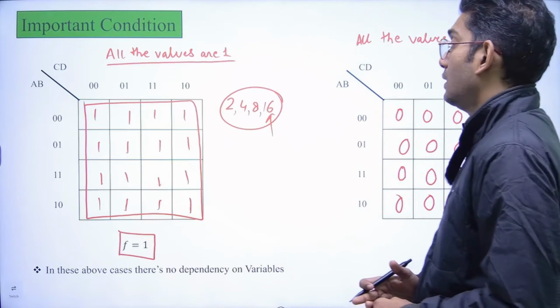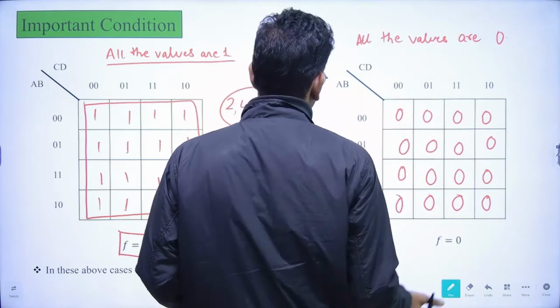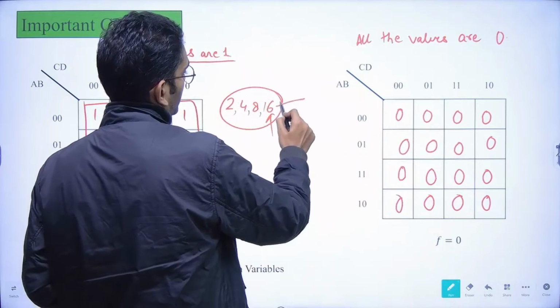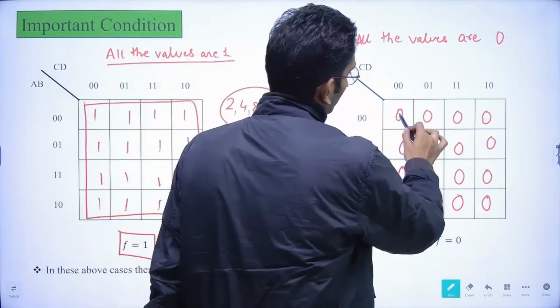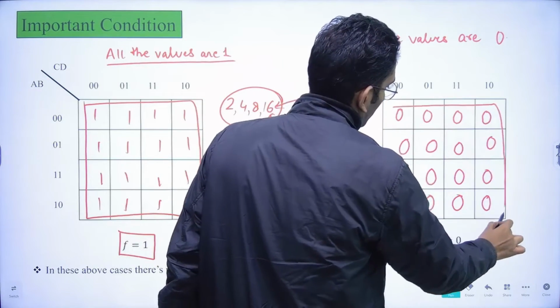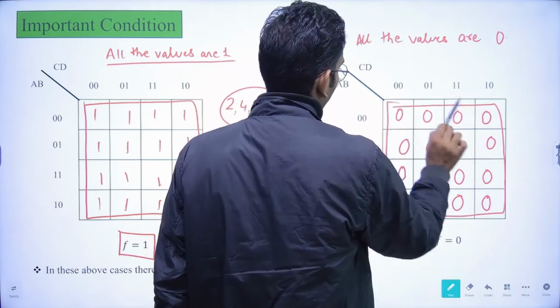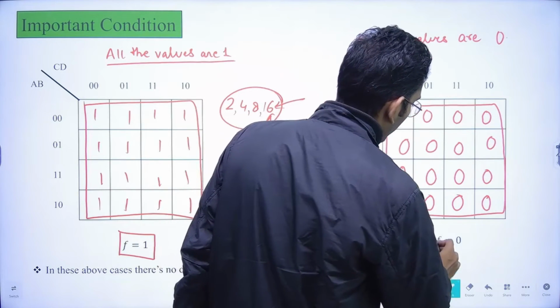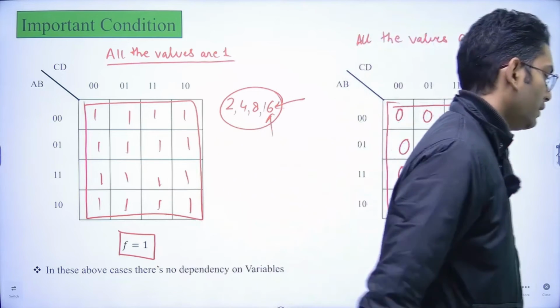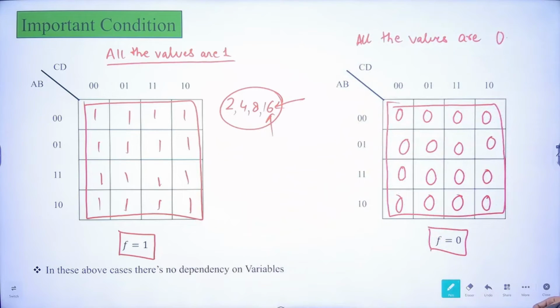In this case also, we can make the group of maximum 16. All these would be grouped together. And the final expression that we would get in this case is f is equal to 0.